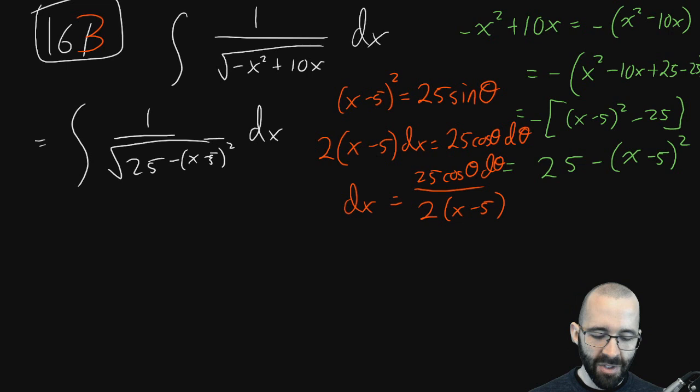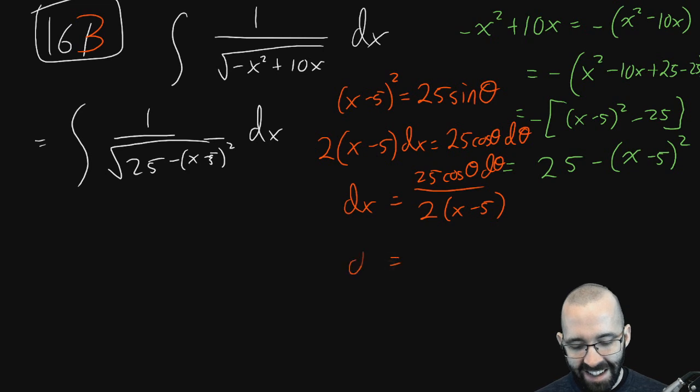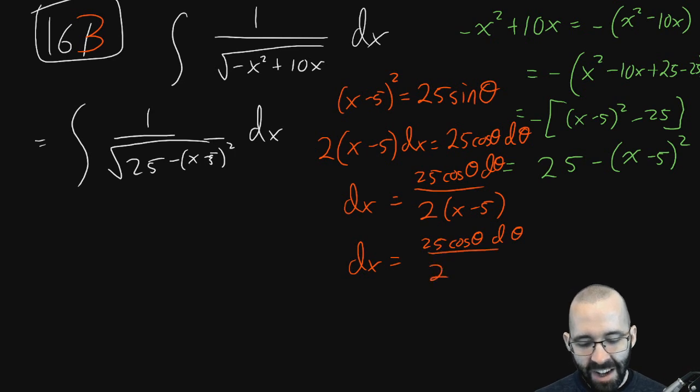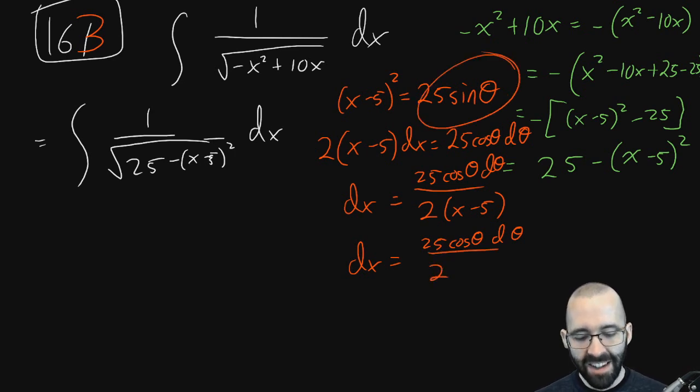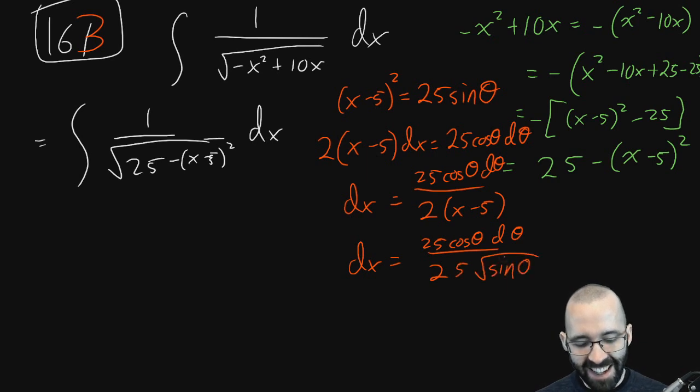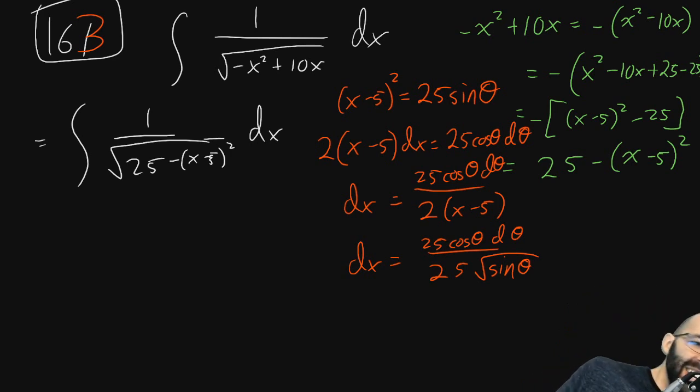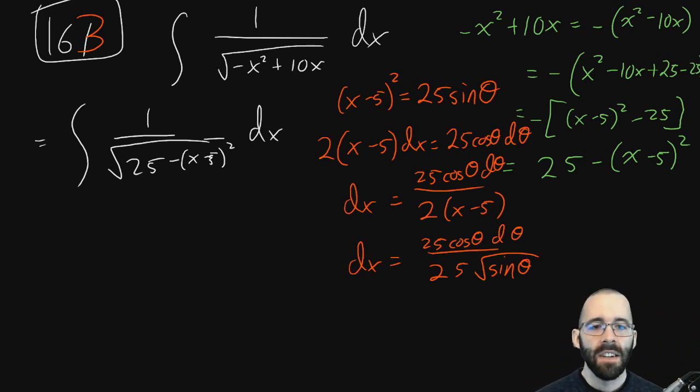Oh, and we know what x minus 5 is. We don't know what x is, not easily, but we do know what x minus 5 is, right? So this is 25 cosine of theta d theta. x minus 5 is the square root of this. So it's 5 times the square root of sine of theta. Okay. It's 2 times 5. That's not a 25. That would be a bad mistake.